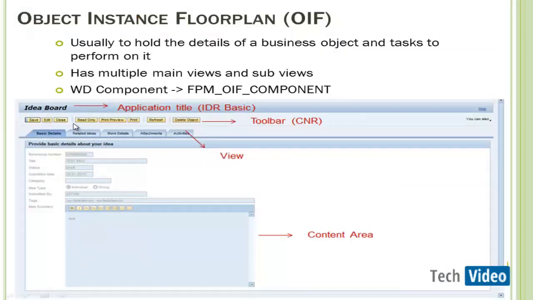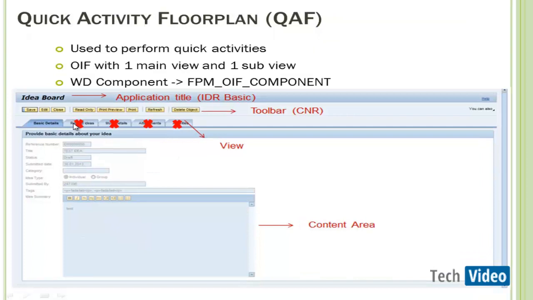So this is about OAF. Coming to QAF, QAF stands for Quick Activity Floor Plan. Quick Activity Floor Plan is basically to perform the quick activities that are available in that particular business object. For example, sometimes I don't want to see the complete details of a business object, rather I would want to see the quick details. For example, the important details of a particular object, and then with some navigation, I would like to see more details of that particular business object.